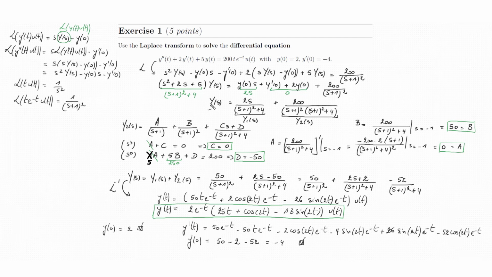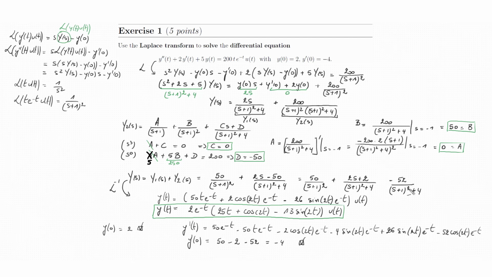So now we can do the partial fraction expansion of the total Y of s. So you have this contribution here, 2 of s, that you'll find over here, right? We have A is equal to 0, so this one does not contribute. B is equal to 50, here it is, right? C is equal to 0, and D is equal to minus 50, so here it is.